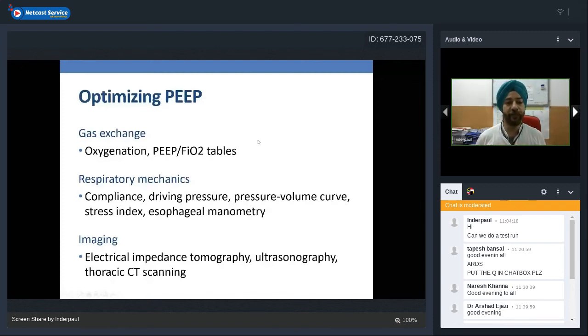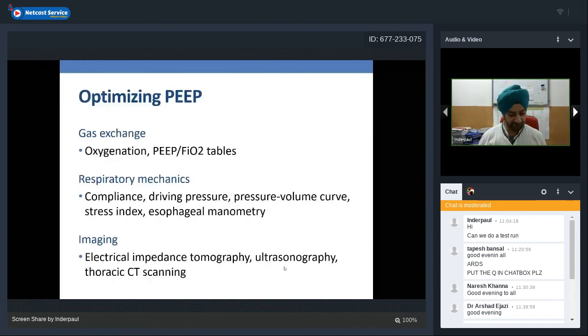The next way to do this is to look at the respiratory mechanics: the compliance, driving pressure, pressure volume curve, stress index, and using esophageal manometry. Recently, people have started using electrical impedance tomography and bedside ultrasound. What ultrasound does is that at baseline you see the number of B lines, and by increasing the PEEP, you see where you get the minimum number of B lines and the alveoli open up.